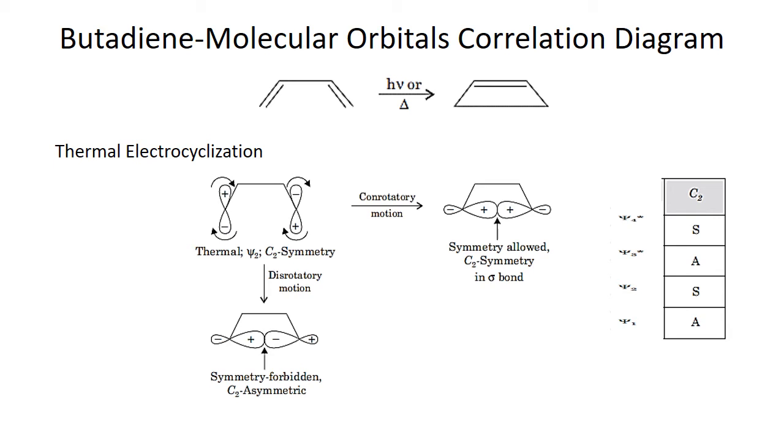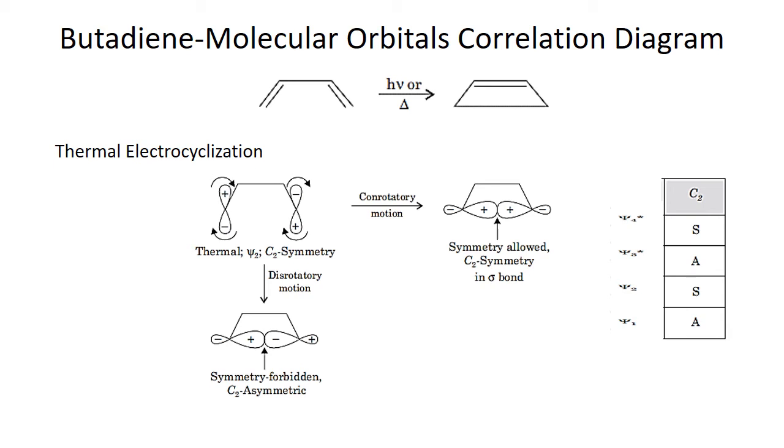But when we carry out disrotatory motion, the lobes of these p orbitals move in opposite directions. That is, one goes clockwise and the other goes anti-clockwise. If this happens, positive and negative lobes come close together. So this reaction doesn't go well. According to the frontier molecular orbital approach, it can't happen here.